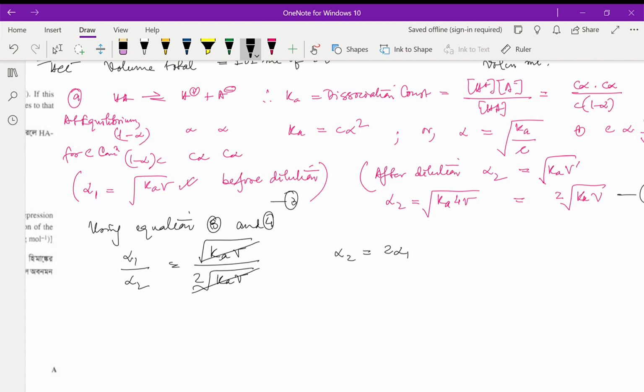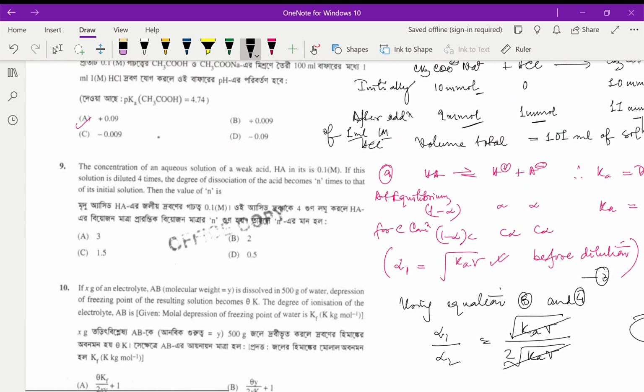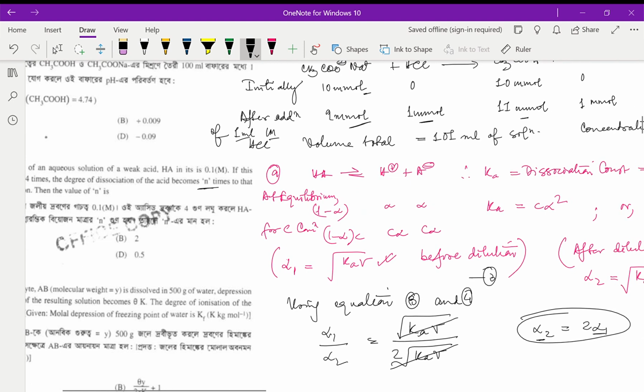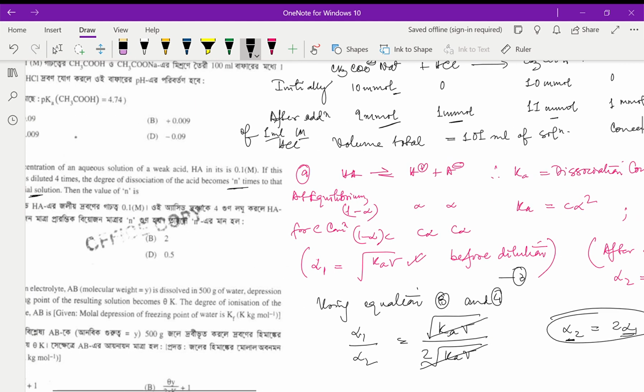What is the meaning of this? If this is the initial degree of dissociation, after dilution this is the final degree of dissociation. So the degree of dissociation of the acid becomes n times the initial solution. The old dissociation was alpha 1, but the new one is alpha 2. So it is 2 times, and that is going to be our answer over here.